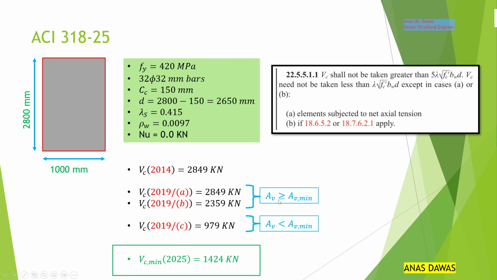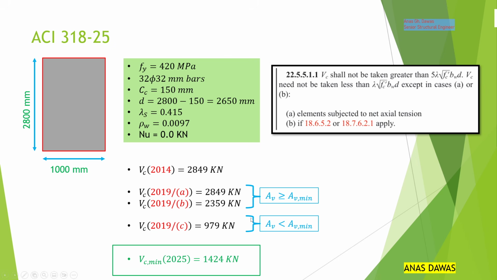But if you don't provide the minimum shear links in your beam, or in your section, by the way, this section can be for a raft or pile cap, not a beam, as you can see, equation C results in a shear capacity of 980 kilonewton. This is very interesting. This is a very low value. So if you don't provide minimum shear links, you have to assume that the shear capacity of this section is only 980 kilonewton. As you can see, the same section in ACI 2014 is 2849.